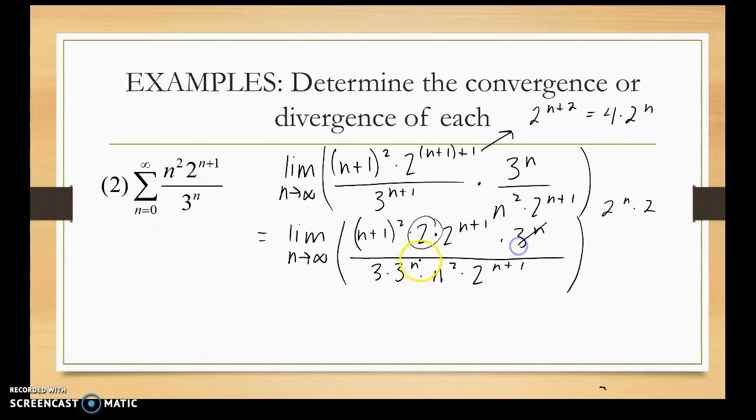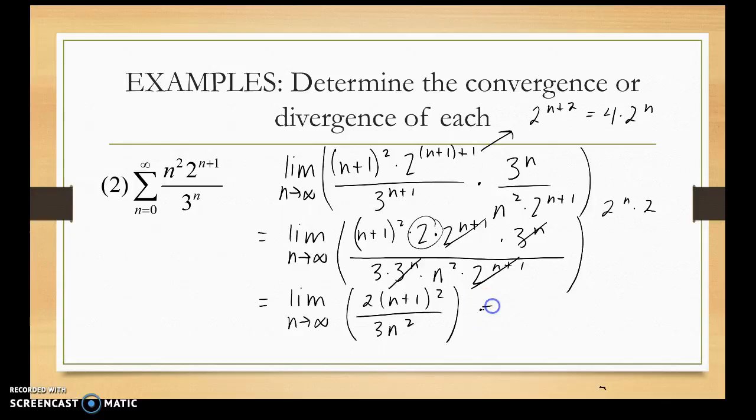All right, 3 to the n cancels. My other exponential function cancels. I'm left with the limit as n approaches infinity of 2 times the quantity n plus 1 squared all over 3n squared. Now, when I compare those degrees, they're equal degree, so the limit is just the ratio of the coefficients. 2/3 is less than 1. So again, this series converges absolutely as well.